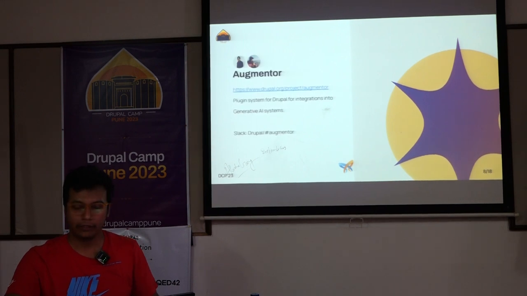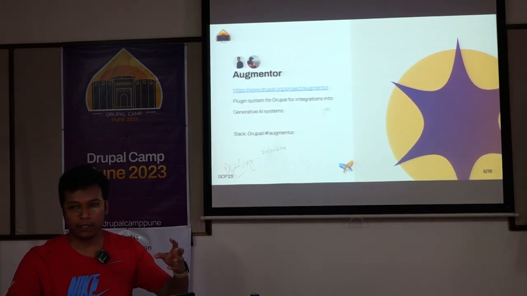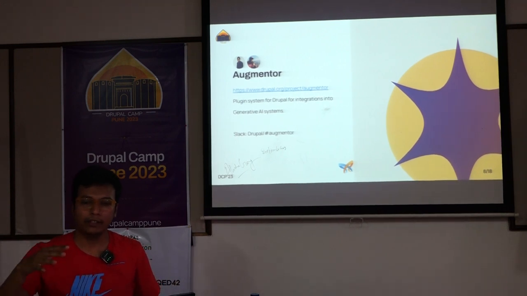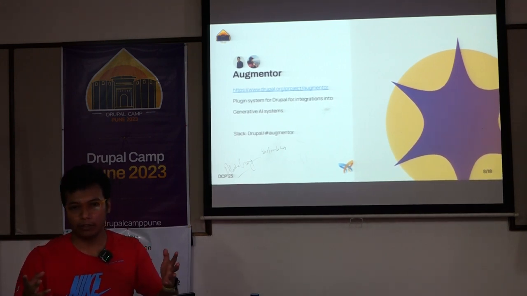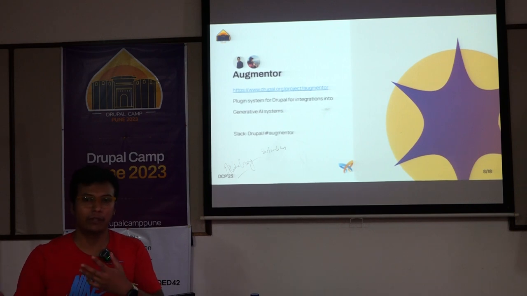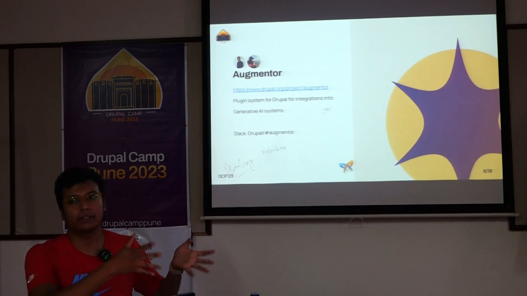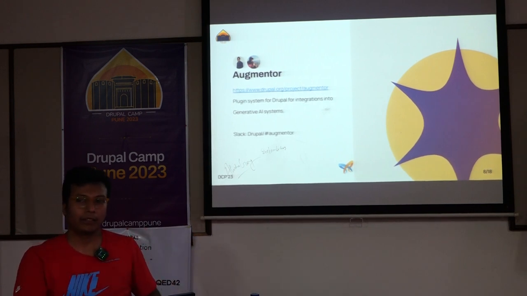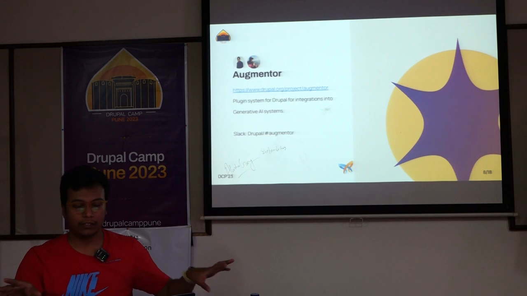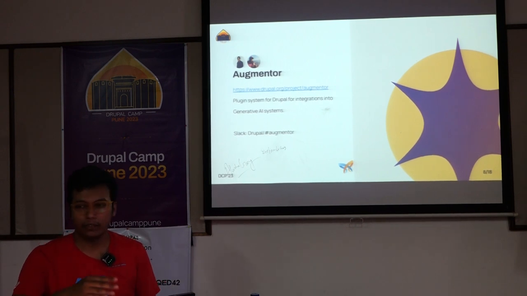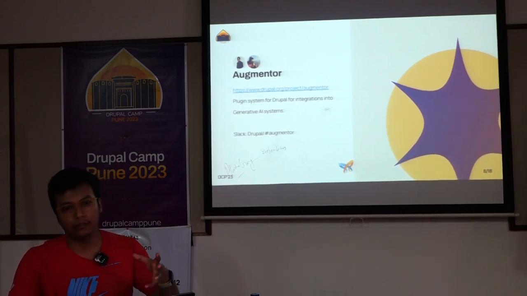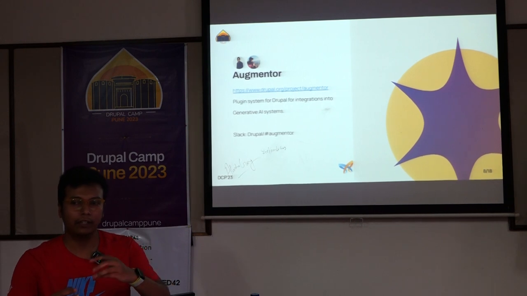One is Augmenter. It is a very pluggable system. So when the AI boom started, you might have seen there were a lot of modules. ChatGPT had a separate module, somebody developed it. Then Google Bard came in and somebody developed a specific module for Google Bard. But it was not connected. These were all scattered around. But here comes Augmenter, with which you can specifically create different AI tools.